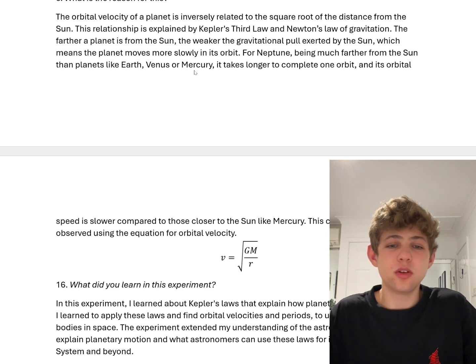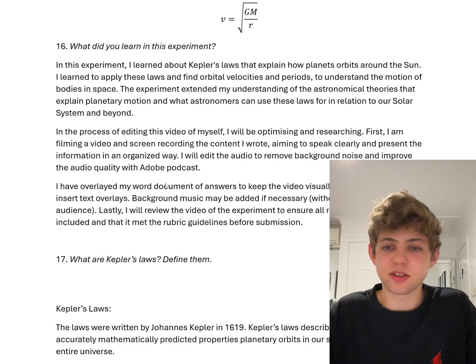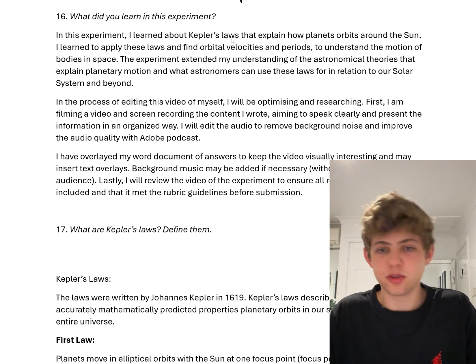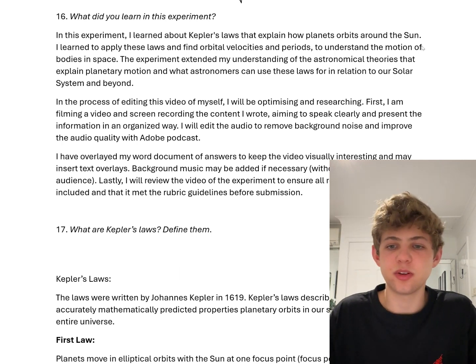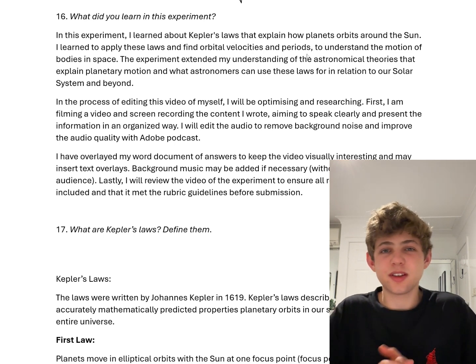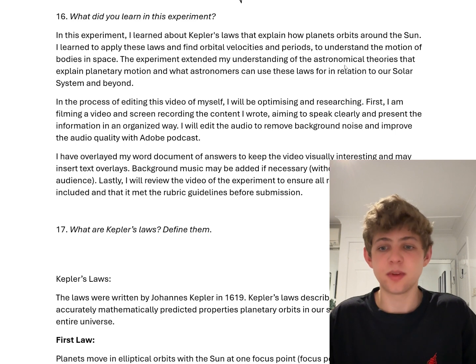Now, what did I learn from this experiment? In this experiment, I learned about Kepler's laws that explain how planets orbit around the Sun. I learned to apply these laws and find orbital velocities and periods to understand the motion of bodies in space. The experiment extended my understanding of astronomical theories that explain planetary motion and what astronomers can use these laws for in relation to the solar system and beyond.